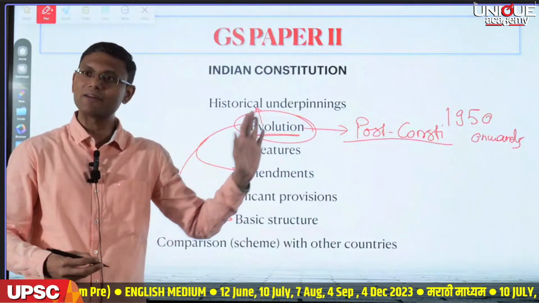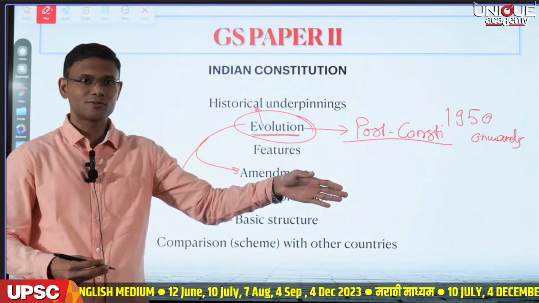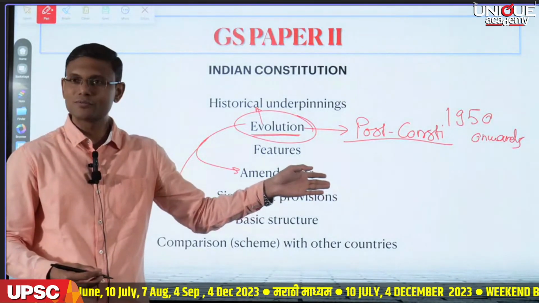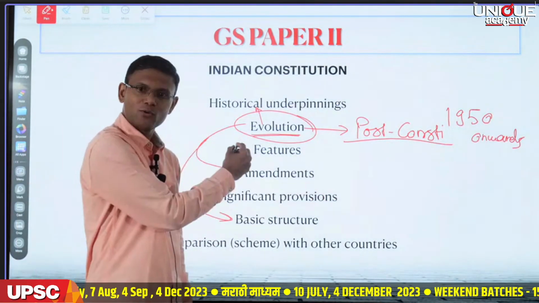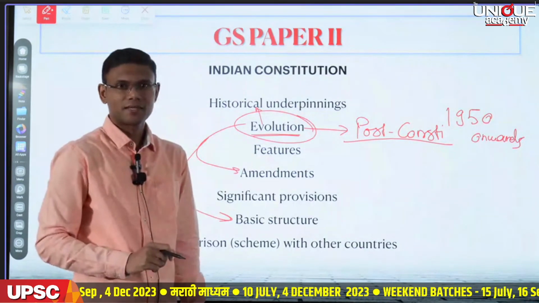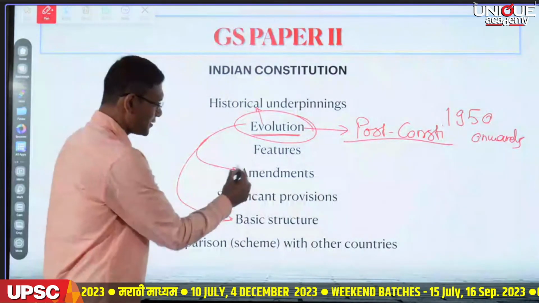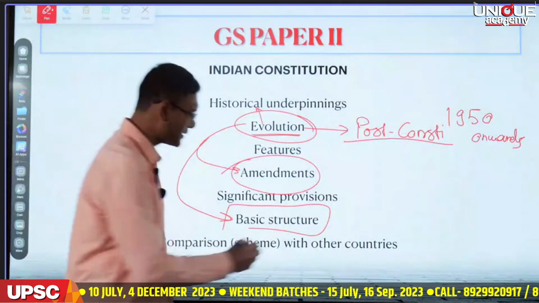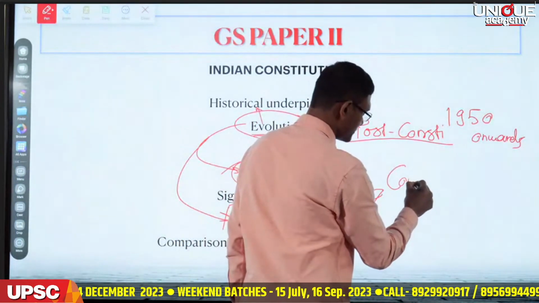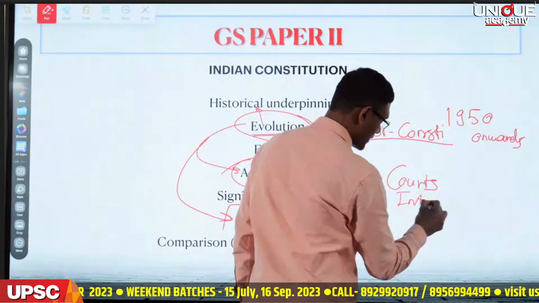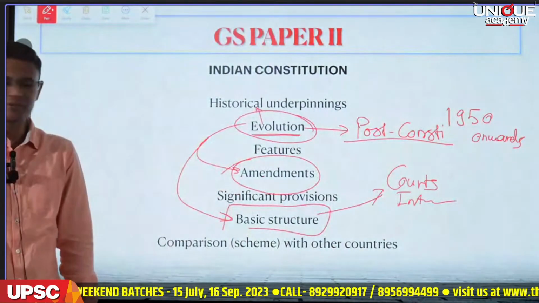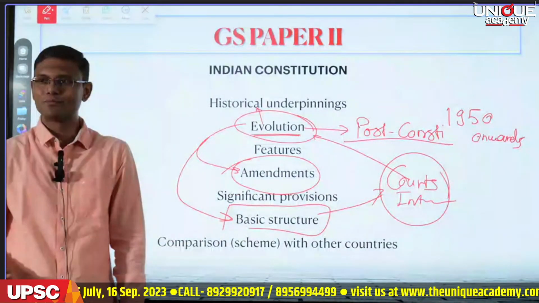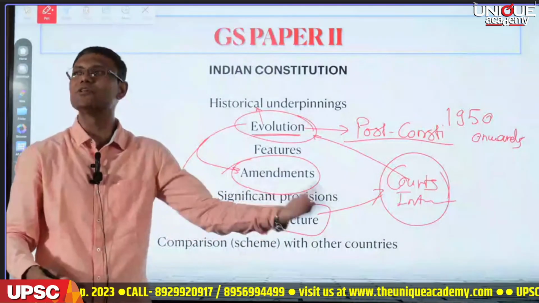Now, if it has traveled through time and survived, you must be knowing Darwin says that survival of the fittest. So why and who is fit then? The one who adapts. And what are the ways of evolution then? See, amendments. And the basic structure, not the basic structure I'm talking about here, but the court's interpretation of constitutional provisions. The court will interpret the constitution and make it more relevant with time. That means it aids or helps the constitution to evolve.